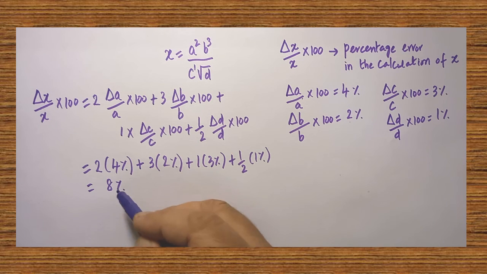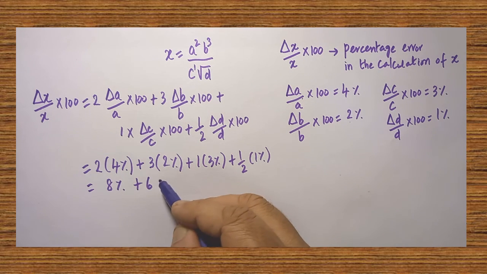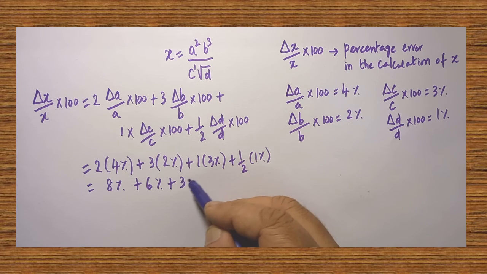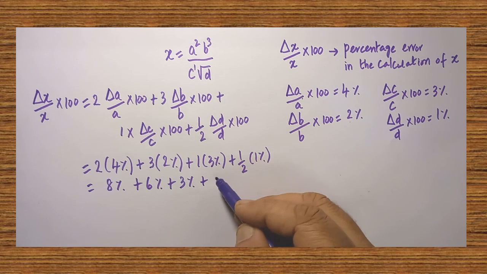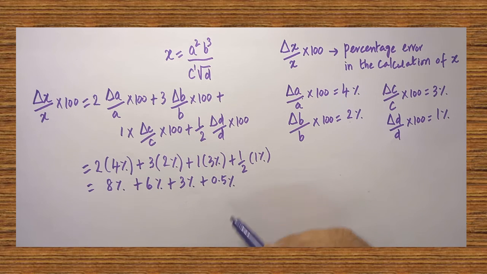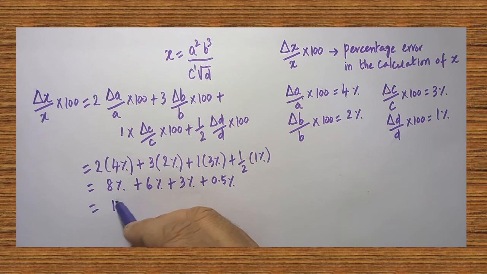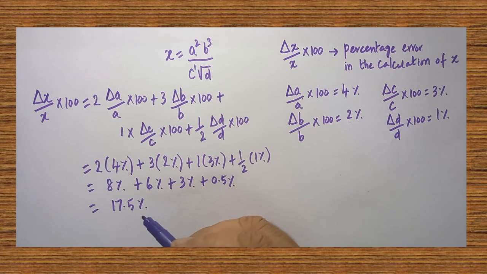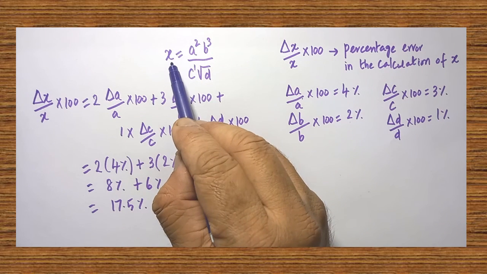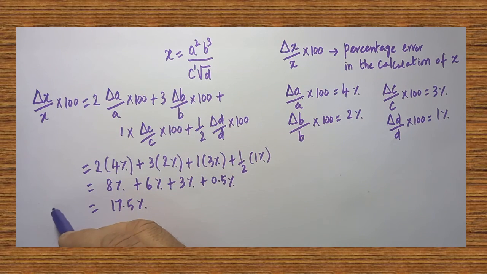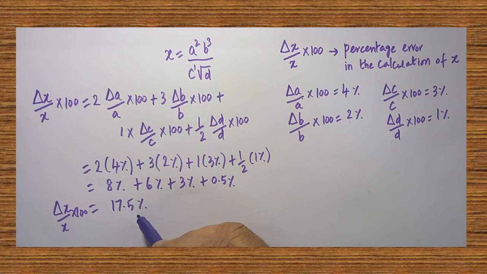So in the first step you will get 8%. The next step you will get 6%. The next step you will get 3 percentage. Finally you are getting 0.5 percentage. So add everything. You will get the answer as how much? 17.5 percentage. The meaning is, while measuring the physical quantity x, how much percentage of error is found? Del x by x into 100 is 17.5 percentage. That is the percentage error while measuring x.